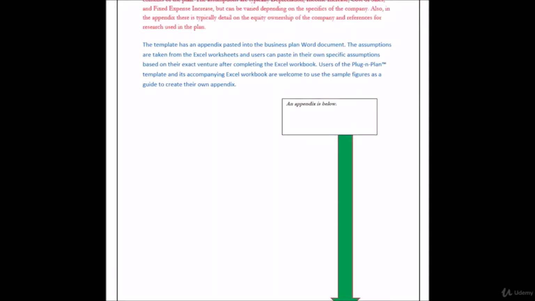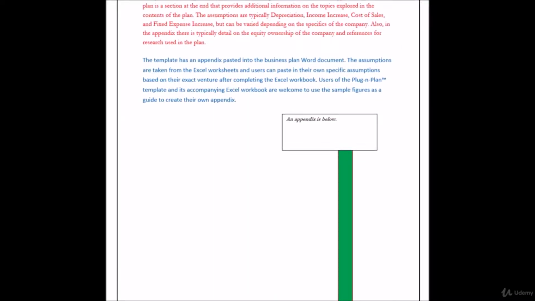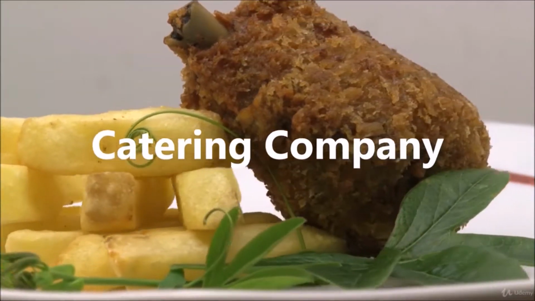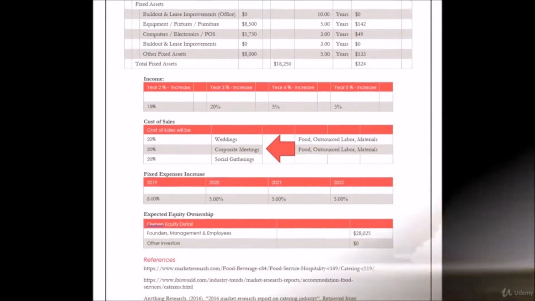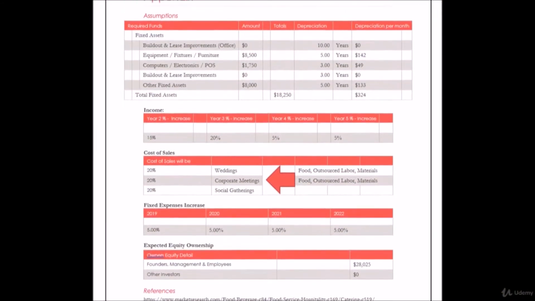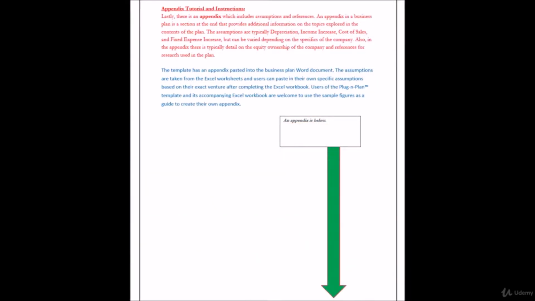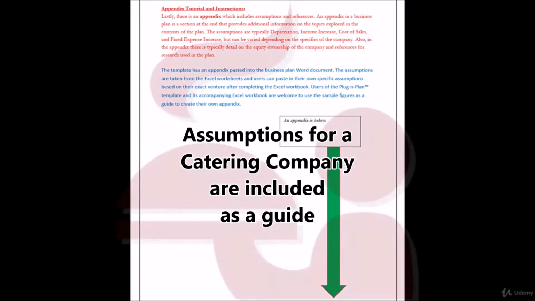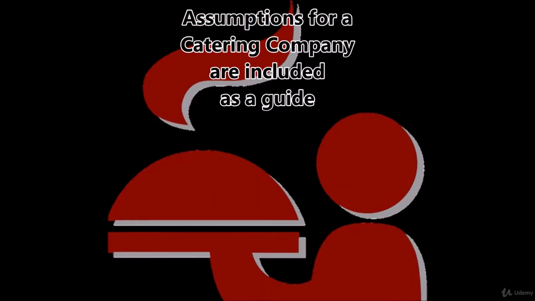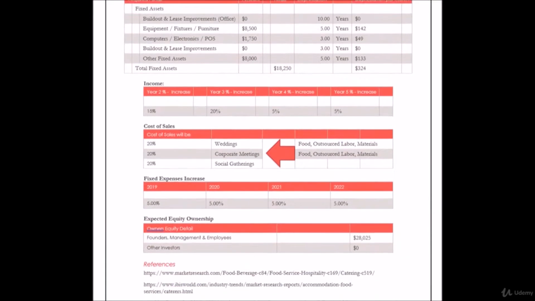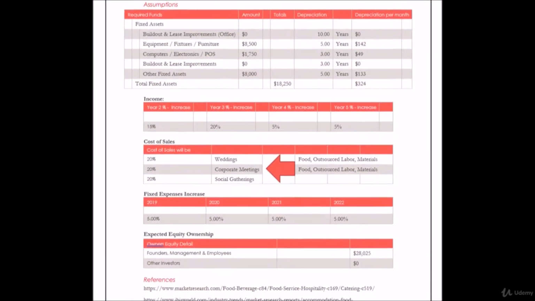Appendix, tutorial, and instructions. Lastly, there is an appendix which includes assumptions and references. An appendix in a business plan is a section at the end that provides additional information on the topics explored in the contents of the plan. The assumptions are typically depreciation, income increase, cost of sales, and fixed expense increase, but can be varied depending on the specifics of the company.